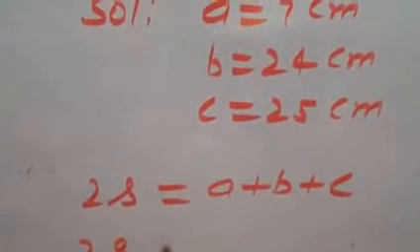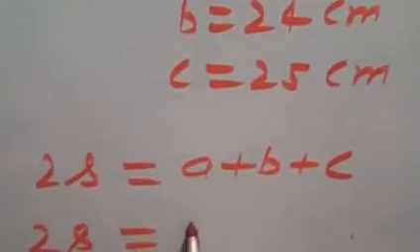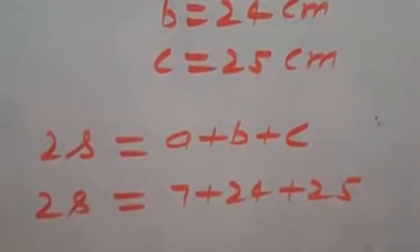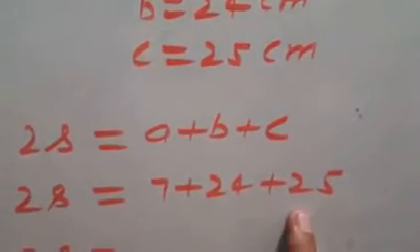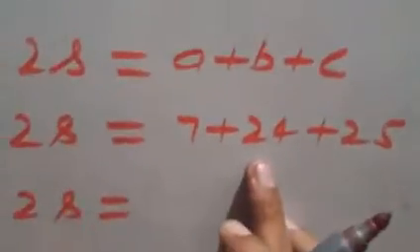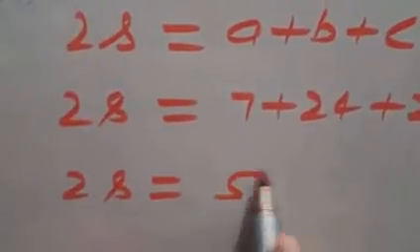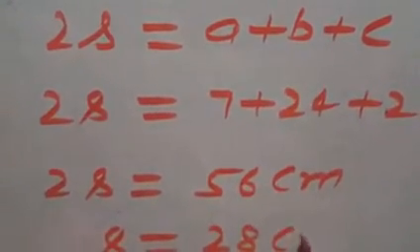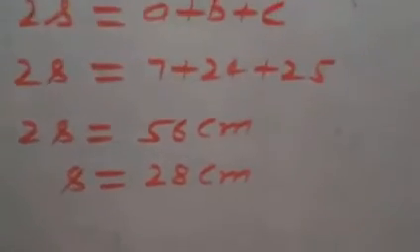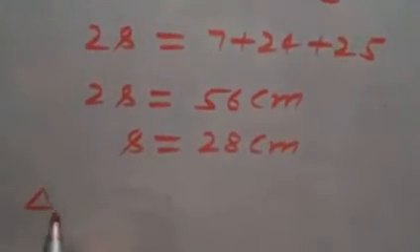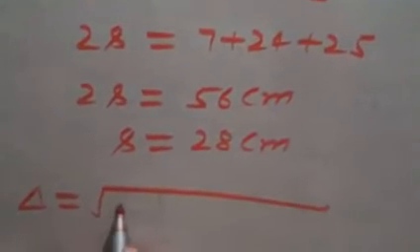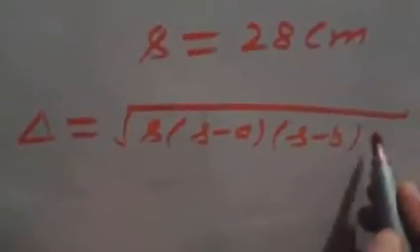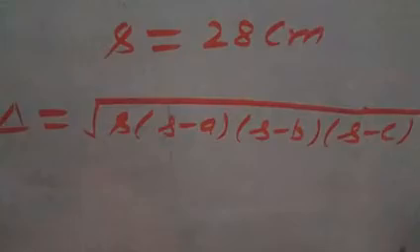So 2s is equal to 7 plus 24 plus 25. So 2s is equal to 25 plus 24, that is 49, 50, that is 56 centimeter. So s is equal to 28 centimeter. Now area of triangle is under root s minus a, s minus b, s minus c.